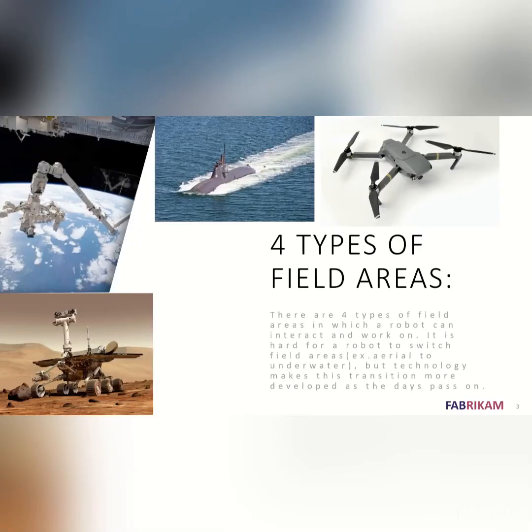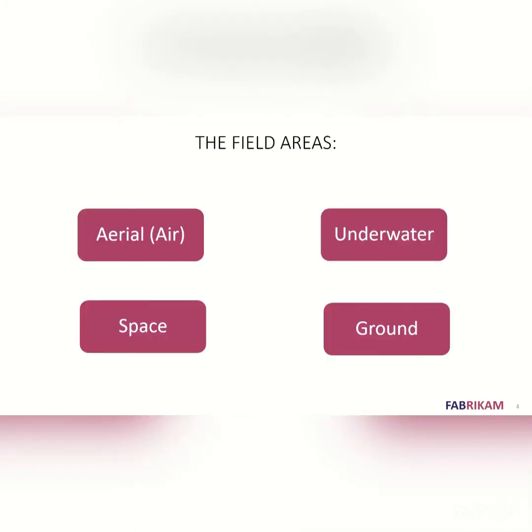So, the four types of field areas. There are four types of field areas in which a robot can interact with and work on. It is hard for a robot to switch field areas, for example, flying in the air to underwater all of a sudden, but technology makes this transition more developed as the days pass on. So the four types of field areas are air, underwater, space, and ground.